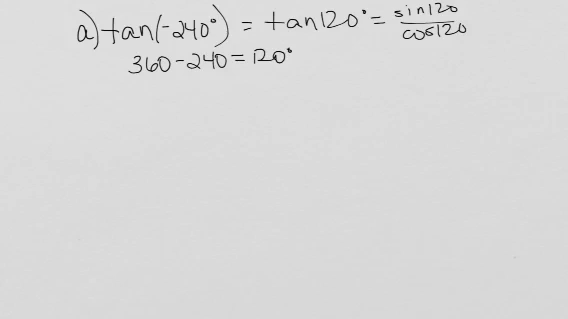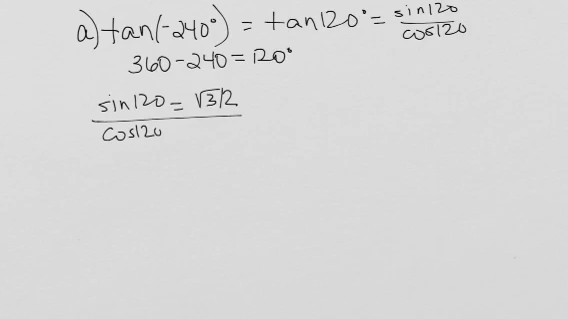So I know that the sine of 120 from my unit circle is equal to the y value of the triangle that matches up to it, which is root 3 over 2. And I know that my cosine of 120 is the x value, which is negative 1 over 2. For me, it's easiest to look at this in terms of a division problem. I'm going to copy, switch, flip.